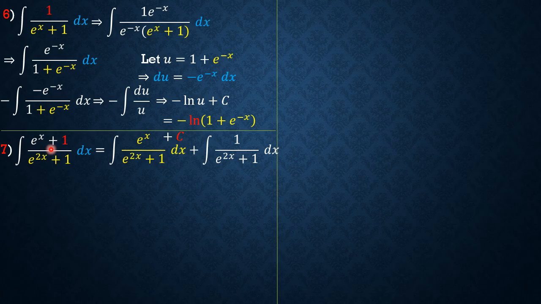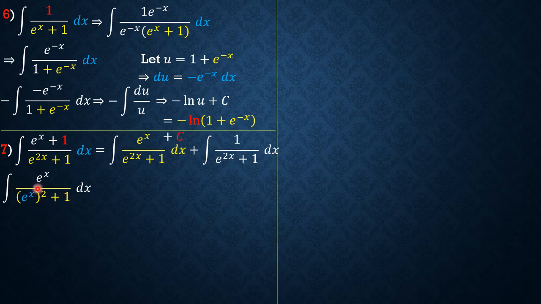Let's have the integral of e raised to the power x over e raised to the power 2x plus 1, plus the integral of 1 over e raised to the power 2x plus 1. Friends, now that we have this said, we can look at just this integral. Let's just look at the integral of e raised to the power x all over e raised to the power 2x plus 1, which we can write as e raised to the power x all squared plus 1.